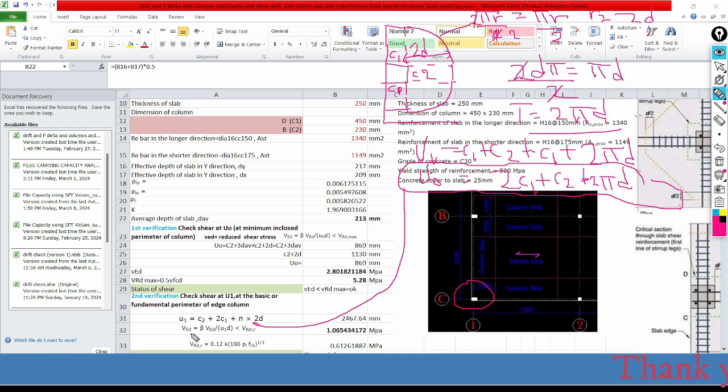That means the shear at 2D distance from the face of the column, which is equal to beta times VED, the vertical shear force, divided by U1 times the effective depth, and it must be less than VRDC, which is the shear capacity of the concrete. So this formula will provide 1.06 megapascal. So this is the concrete shear stress at 2D distance from the face of the column.